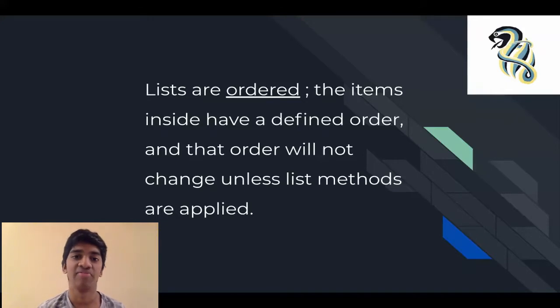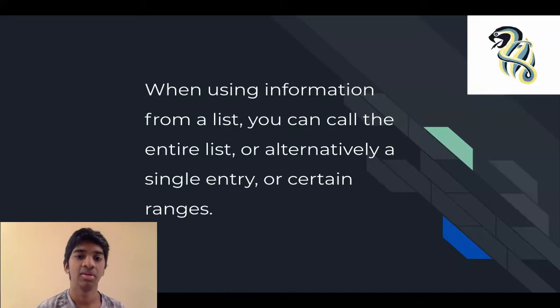The items inside of lists, they have a defined order that will not change unless we apply list methods. List methods are essentially built-in functions in Python that are used to manipulate lists. So when using information from lists, you can call the entire list, a single entry from the list, or certain ranges from that list that you want to print out.